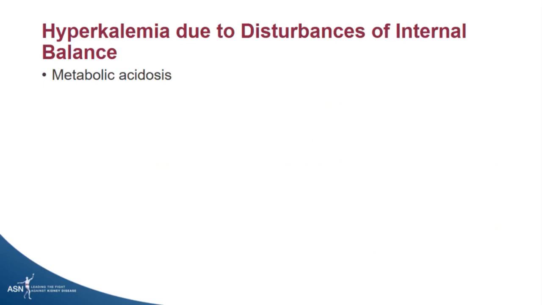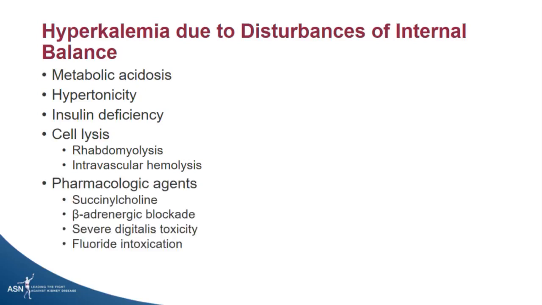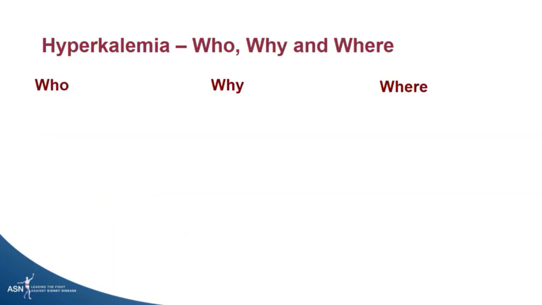Internal balance: metabolic acidosis of the hyperchloremic form, hypertonicity, insulin deficiency, cell lysis seen with hemolysis or rhabdomyolysis, and a variety of pharmacologic agents that alter the balance between the intracellular and extracellular compartments may contribute to the development of hyperkalemia. And finally, patients with hyperkalemic periodic paralysis.